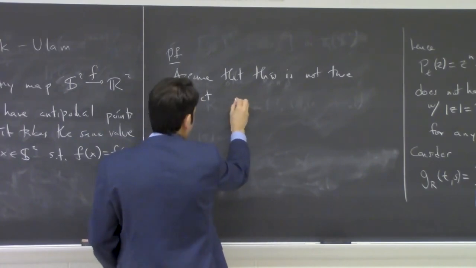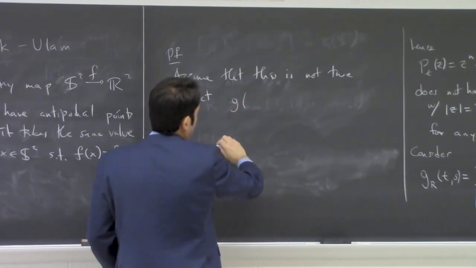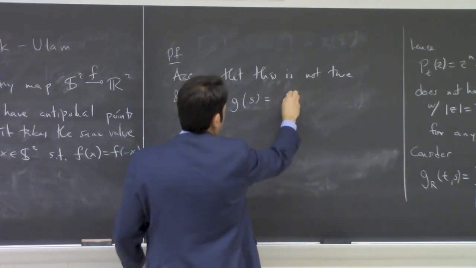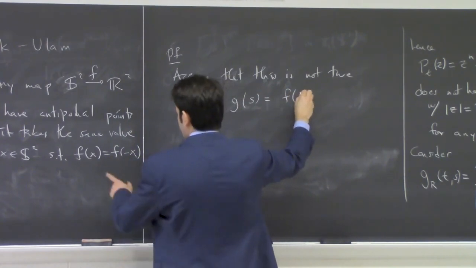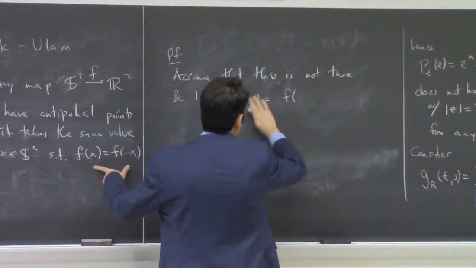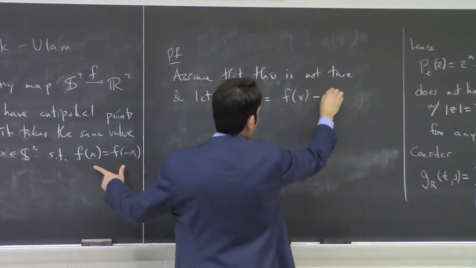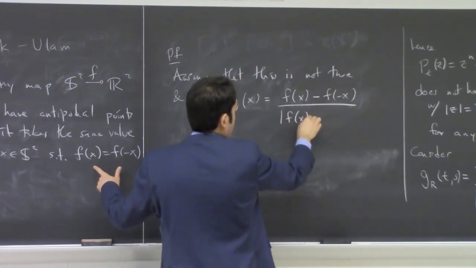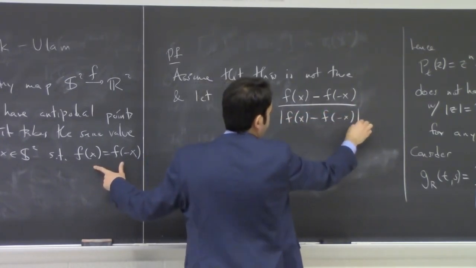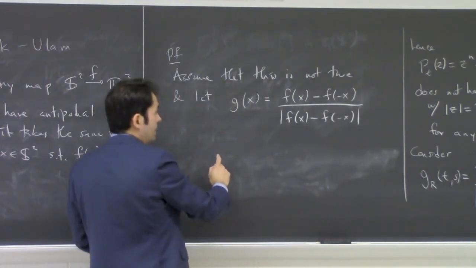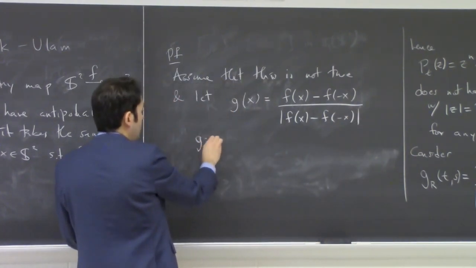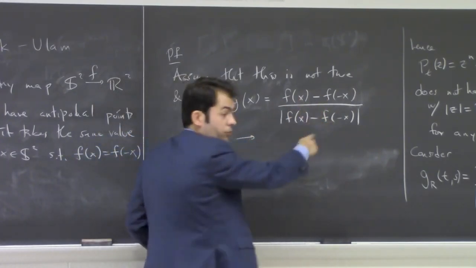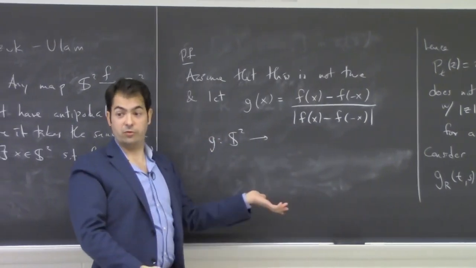And so let G of S be, so take F of, well, let's say G of X, F of X minus F of minus X, and then divide by the difference. So G takes points on S2, and then this is a vector in R2, but I divide by its length, so I end up with something on the circle.